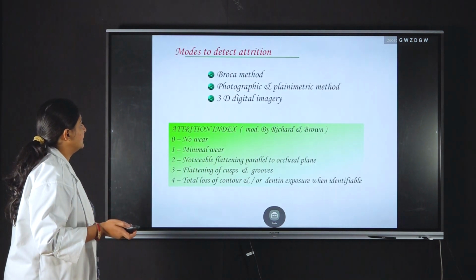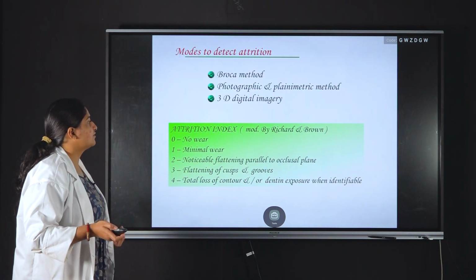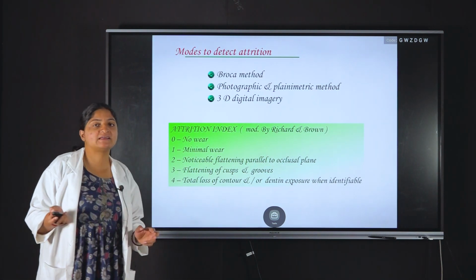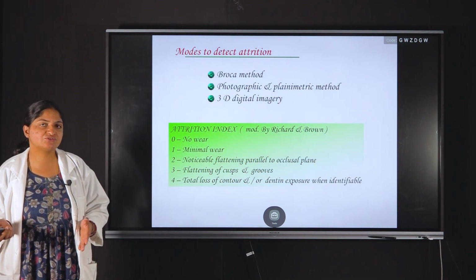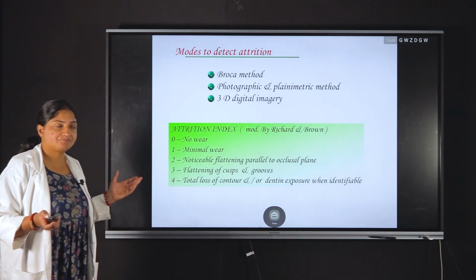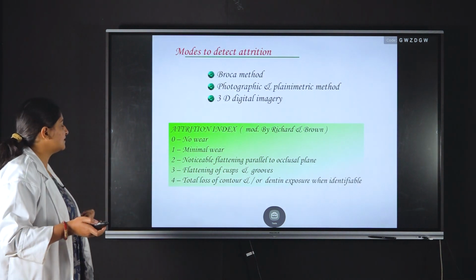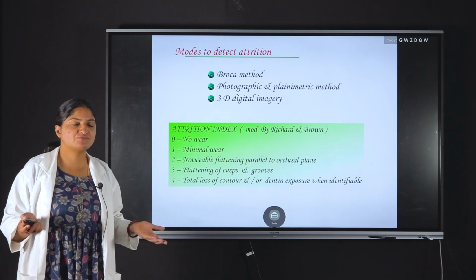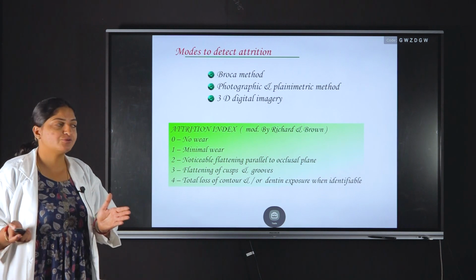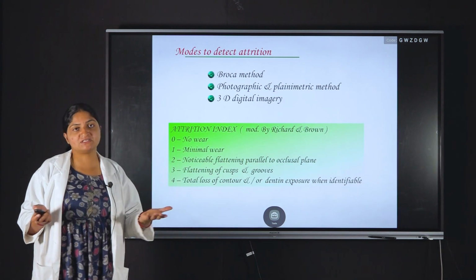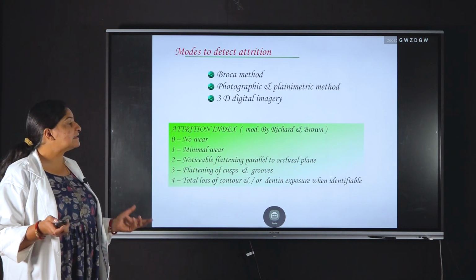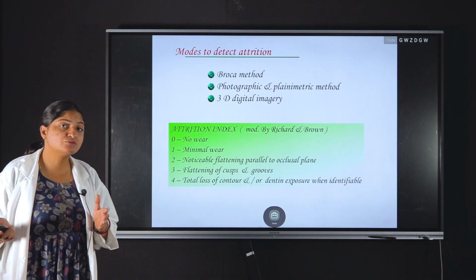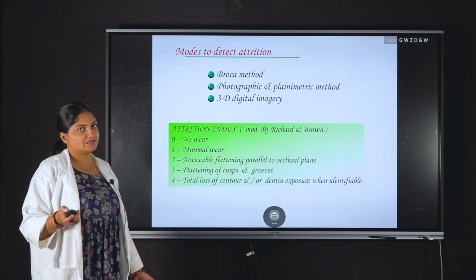So coming to the modes to detect attrition, that is the Broca method, photographic and planimetric method, and 3D digital imagery. How do you detect whether a particular case is a generalized attrition or a localized attrition? These are the modes that can be used. The photographic evidence from the previous photographs to the follow-up photograph shows us how the attrition has progressed. And 3D digital imagery shows how it is affecting the tooth three-dimensionally and which tooth surfaces are getting affected.